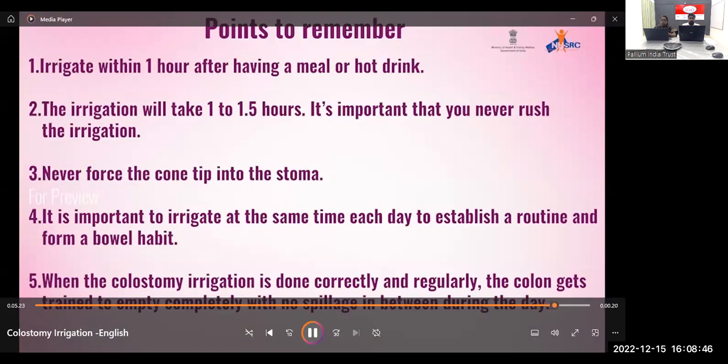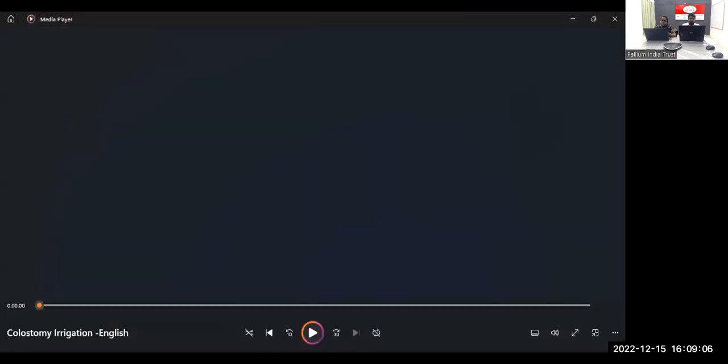Never force the cone tip into the stoma. It is important to irrigate at the same time each day to establish a routine and form a bowel habit. When the colostomy irrigation is done correctly and regularly, the colon gets trained to empty completely with no spillage in between during the day.